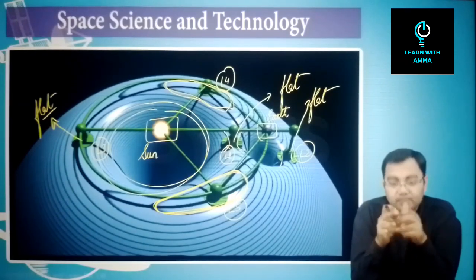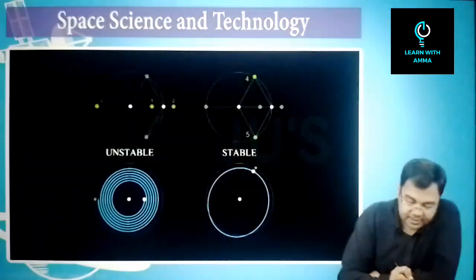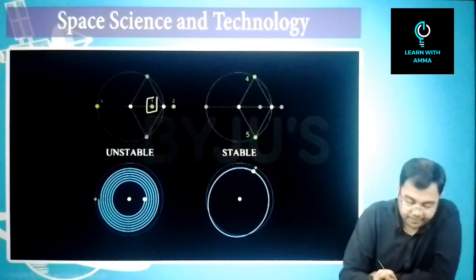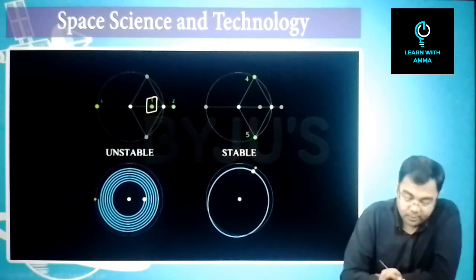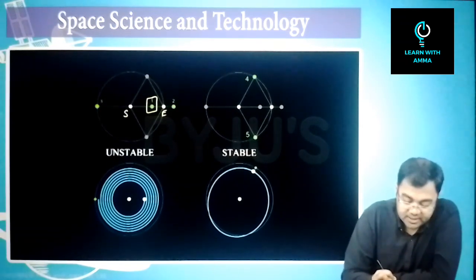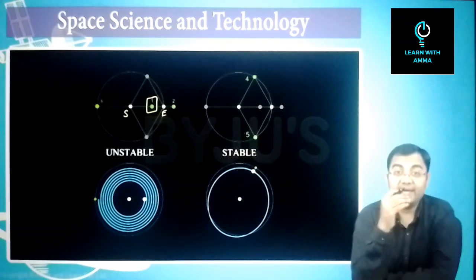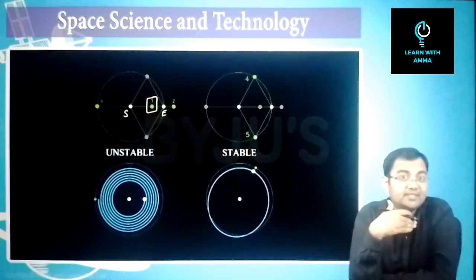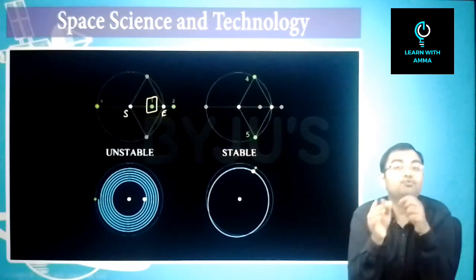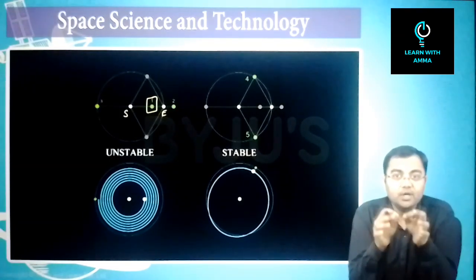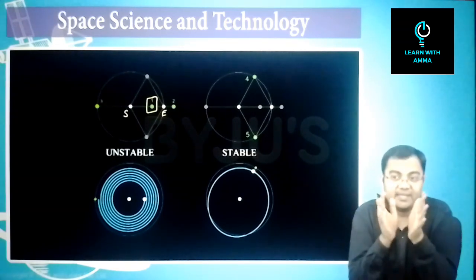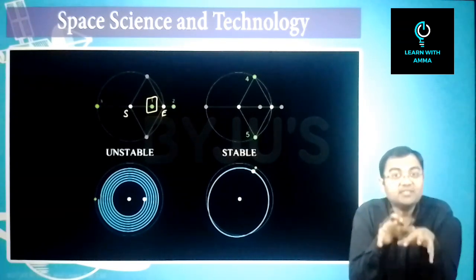How are they special? If you consider these points, let's say when we are talking about L1, what's special with L1? You have the sun here, you have the earth here. It is a point which is directly on the line joining the sun and the earth. So if you want any spacecraft to have a direct look at the sun all the time, then this is your point.